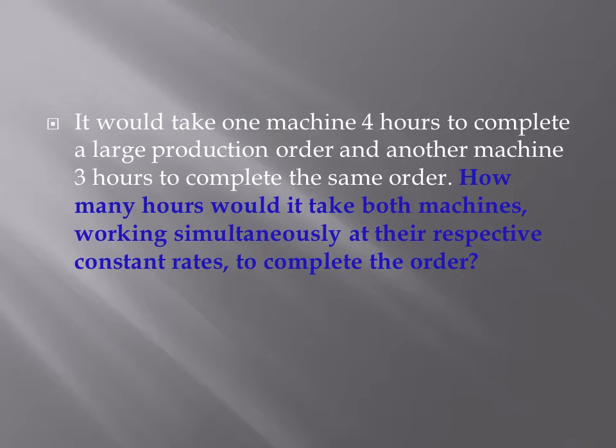This question is a quantitative question, and it states, it would take one machine 4 hours to complete a large production order and another machine 3 hours to complete the same order. How many hours would it take both machines working simultaneously at their respective constant rates to complete the order?